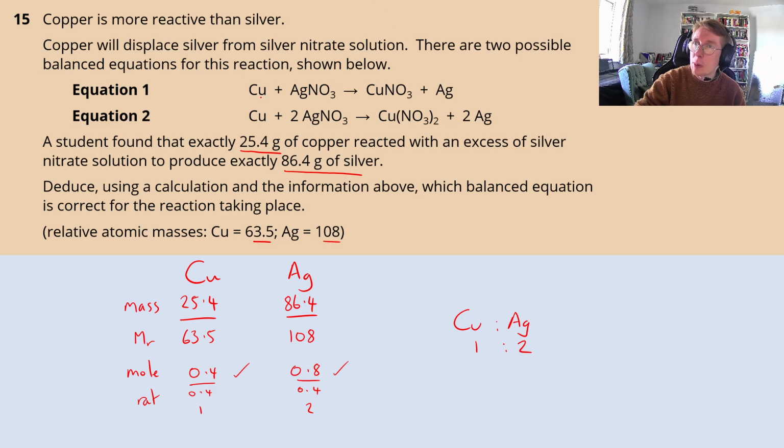So if we look at our equations, in equation 1, 1 mole of copper reacted to form 1 mole of silver. But in equation 2, 1 mole of copper reacts to form 2 moles of silver. So in equation 1, we've got a 1-to-1 ratio, but in equation 2, we've got a 1-to-2 ratio. And the ratio we've calculated down here matches the ratio in equation 2, so therefore the one that is correct must be equation 2, and that will get you your third and final mark.